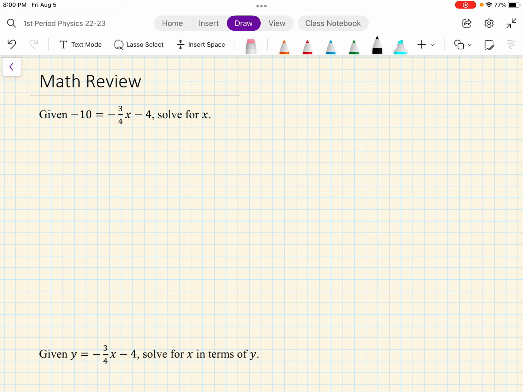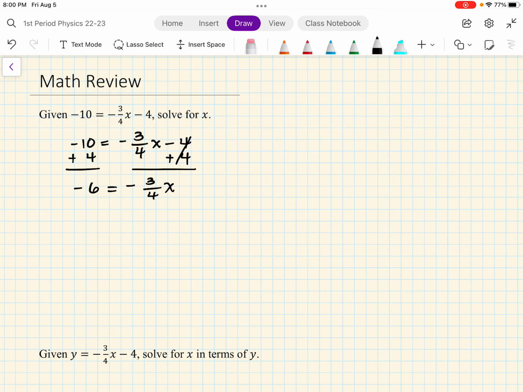So I'm going to rewrite my equation. Negative 10 is equal to negative 3 over 4 x minus 4. The first thing I'm going to do is add 4 to both sides to cancel it, right? I'm trying to solve for x, so I will not touch the fraction yet. This cancels. Negative 10 plus 4 is negative 6. Then I have equals negative 3 over 4 x.